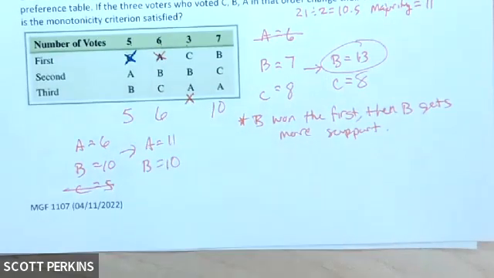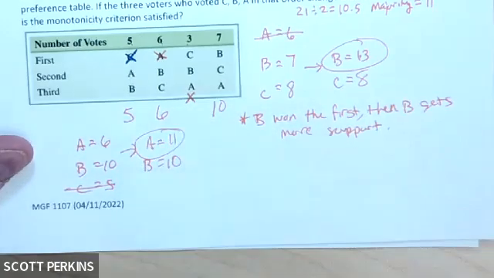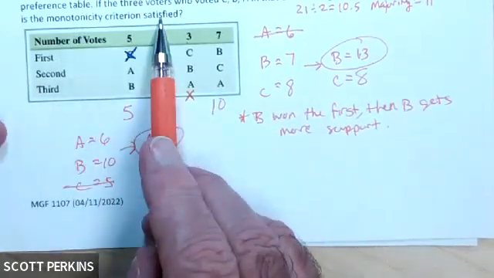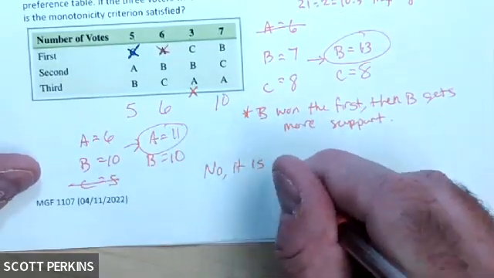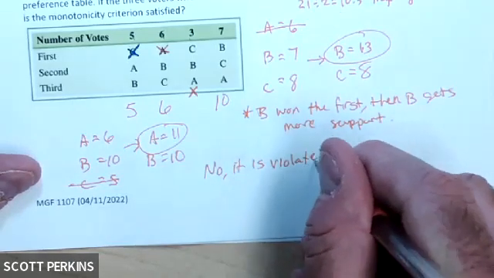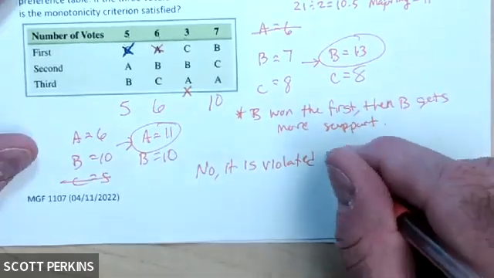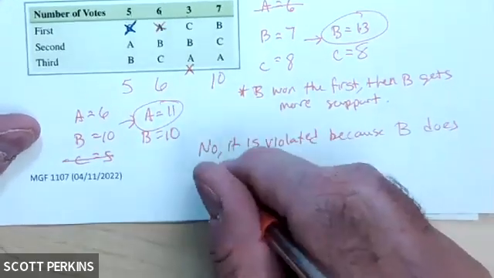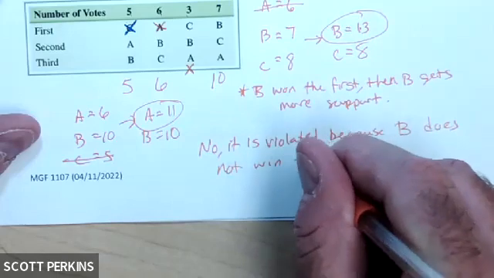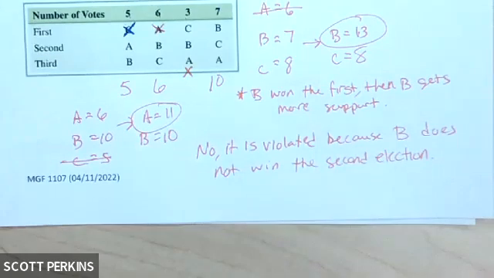Again, mathematically, we would assume B would win because it increased support, but it did not. This time A wins. So is the monotonicity criterion satisfied? No, it's violated, or you can say contradicted, whatever word you prefer. No, it's violated because B does not win the second election. There we go.